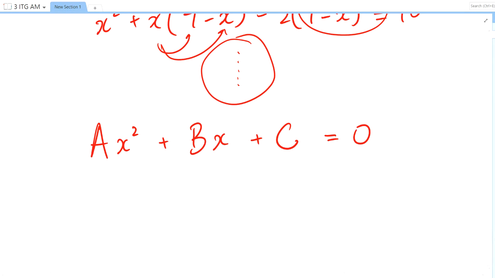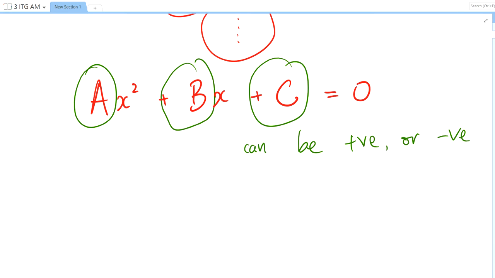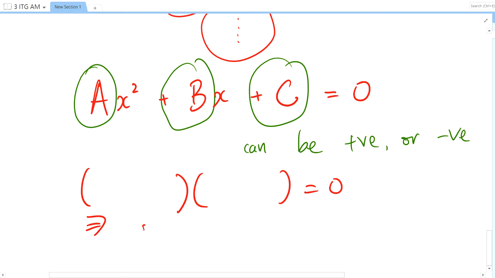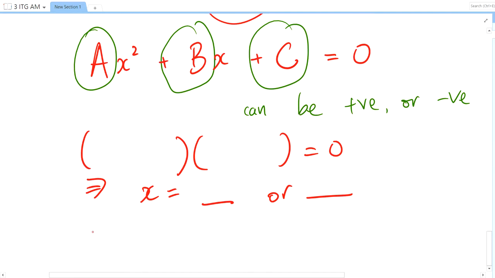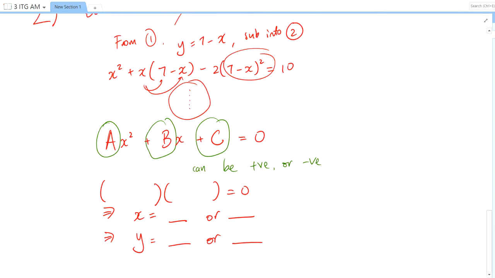Take note that this a, b, and c can be positive or negative. Doesn't matter. I'm just writing plus b plus c. It can be a negative value. Once you get this, you will then need to express it this way: something equal to 0. Then you get x equals something or something. Always the same. Therefore, y equals something or something. This is the complete step.